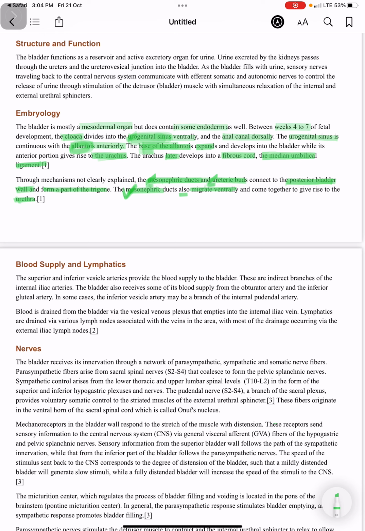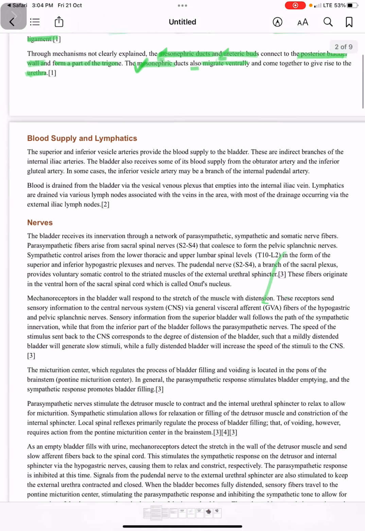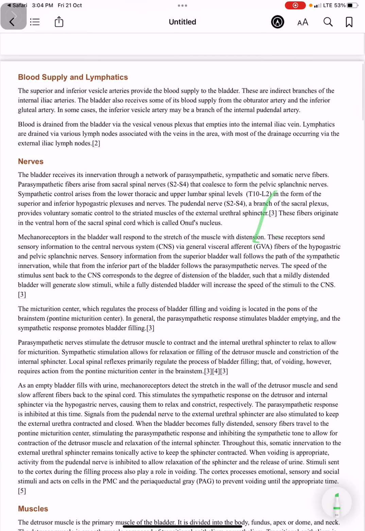And the blood supply and lymphatics of the bladder. The superior and inferior vesical arteries provide the blood supply to the bladder. These are indirect branches of the internal iliac arteries.